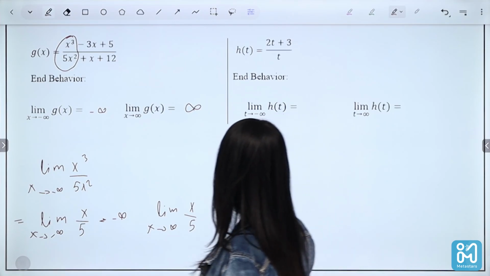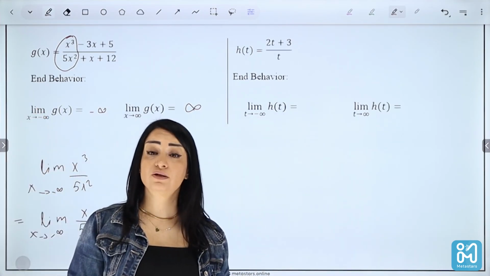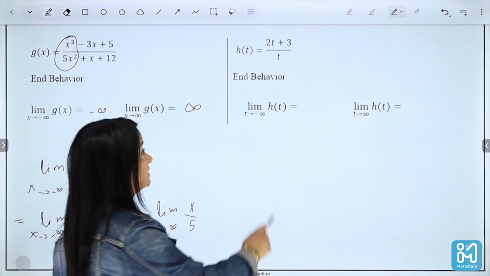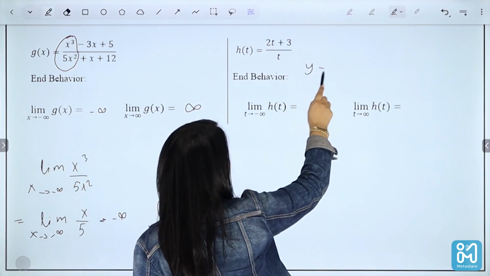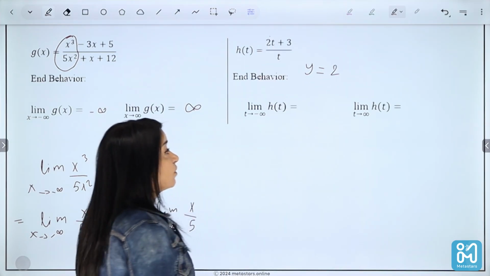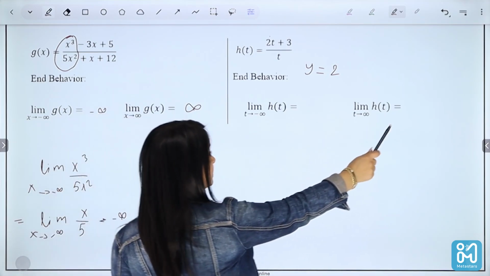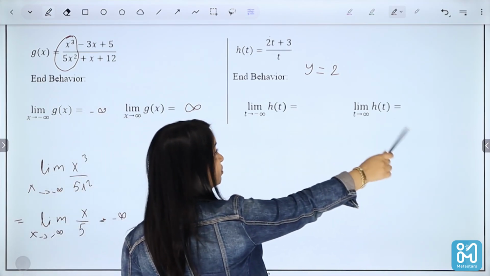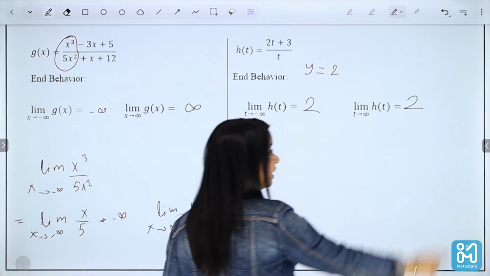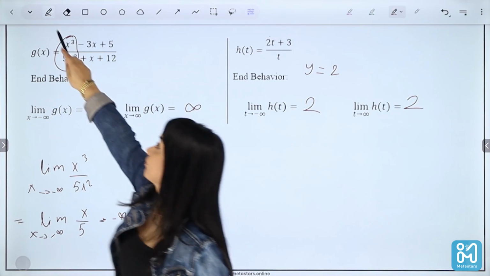Okay, now this one, we said since the degree of the numerator is equal to the degree of the denominator, actually here we have an end behavior, a horizontal asymptote. It is equal to 2 over 1, so it's equal to 2. So what is the limit here on both sides, as the function goes in the negative direction or the positive direction? It will approach y equal to 2 in both cases. Okay.